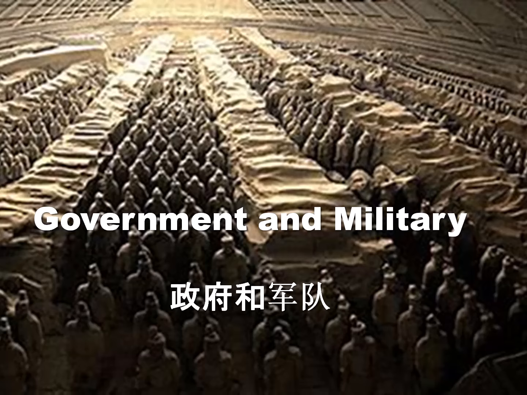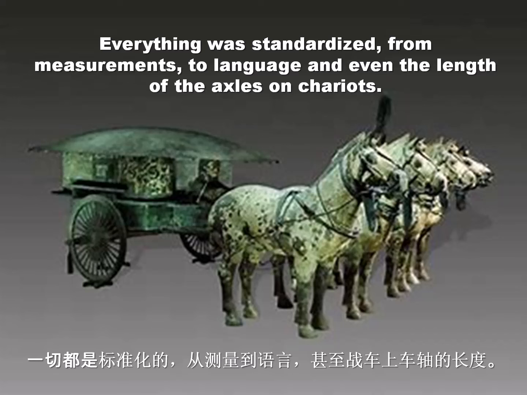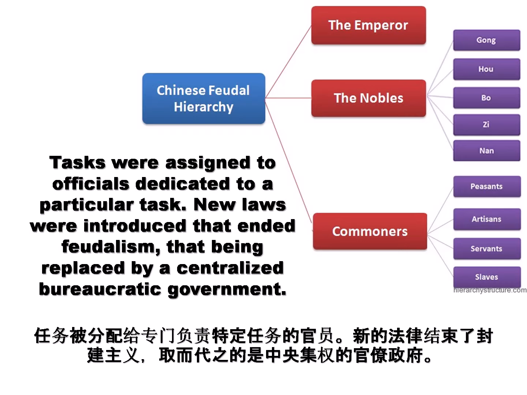Government and military. The government of the Qin was highly bureaucratic and was administered by a hierarchy of officials serving the first emperor, who controlled all of his territories. Everything was standardized, from measurements to language and even the length of the axles on chariots. Tasks were assigned to officials dedicated to a particular task.